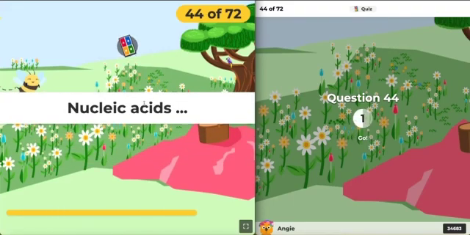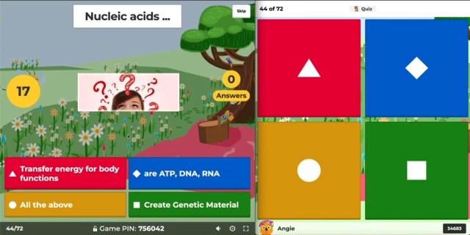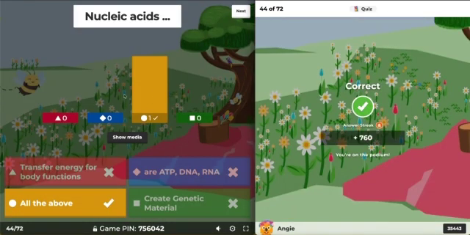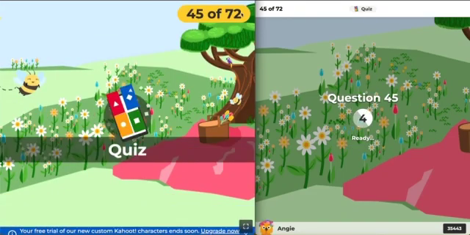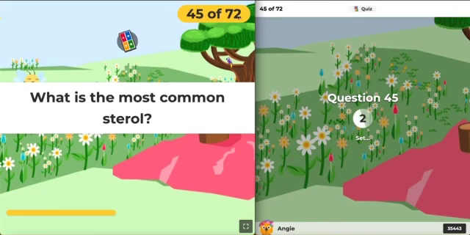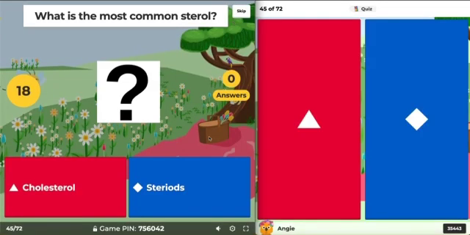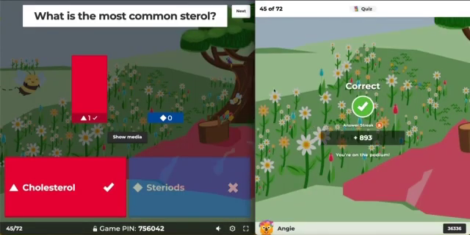Nucleic acids. What do nucleic acids do? Transfer energy for body functions, are ATP, DNA, RNA, create new material. They do all of the above. They transfer energy for body functions. These are examples of them, and they do create genetic materials like DNA and RNA. What is the most common steroid? Is it steroids or cholesterol? I would say it was cholesterol because, I mean, you would think it would be steroids, but it's not.